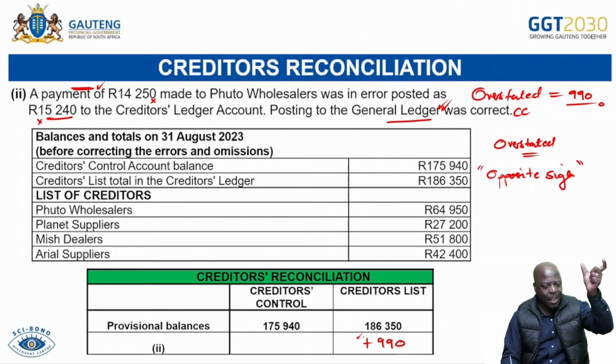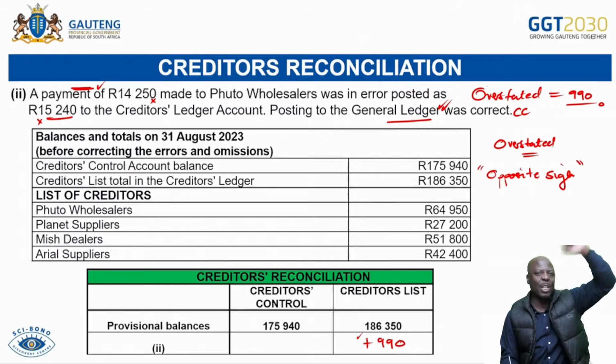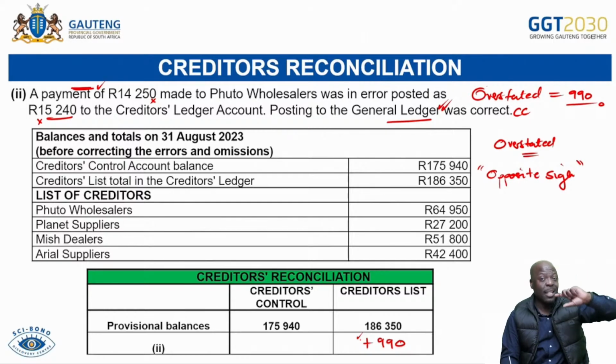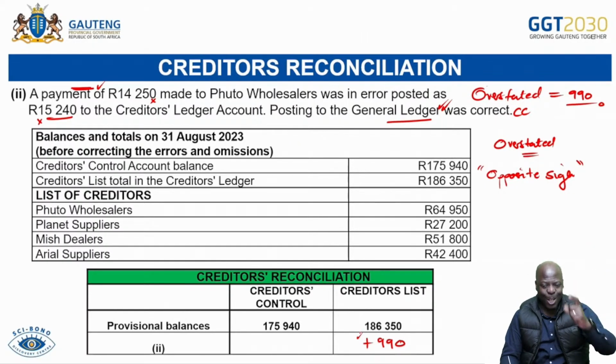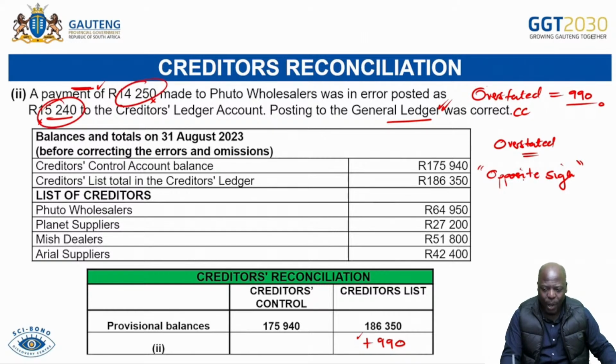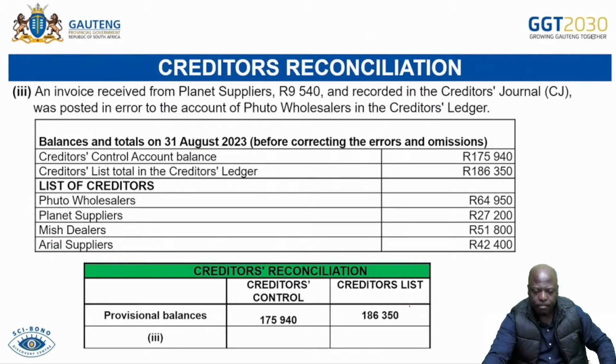The difference, then you take the opposite sign because it was overstated. You remember what we did with understated? Understated, the difference, same sign. Overstated, difference, opposite sign. So what we did here, we got the difference, and then we recorded it with the opposite sign. Okay, let's go on to the next one.